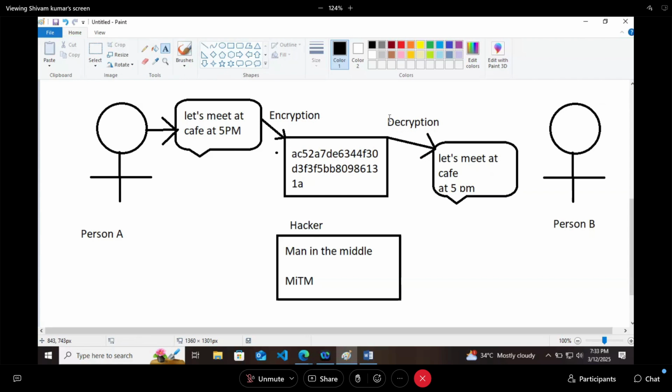Now, the hacker got in a very bad state. What is happening? I am not able to hack them. Because at that time encryption and decryption were not known to the hacker. Then the hacker said, what is this message, AC52A7DE6344F3? I can't read this message. So what did the hacker do after that? Okay, I'm not able to read the message, let's write another message. You are not able to read this message, so no problem, no need to read, delete the entire message and write our own message.